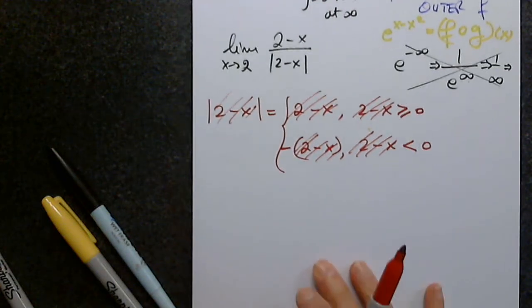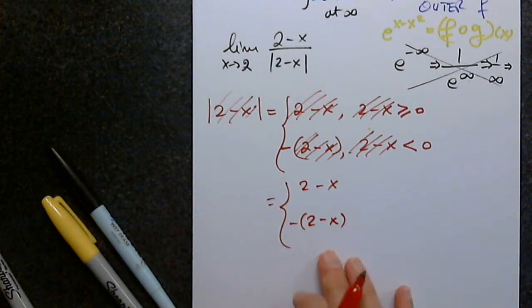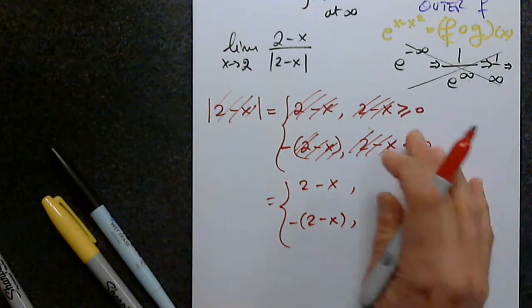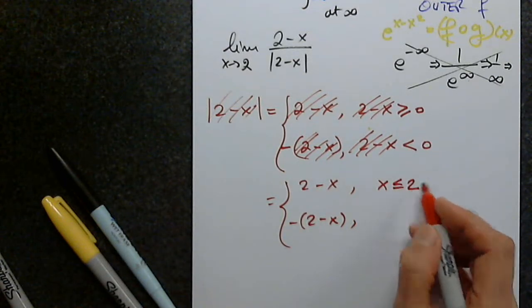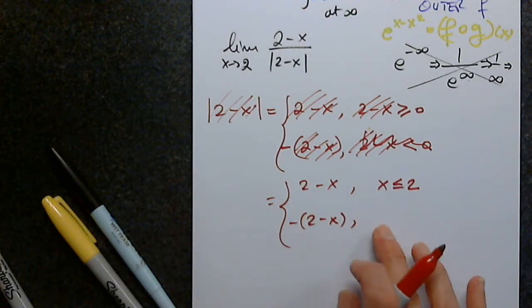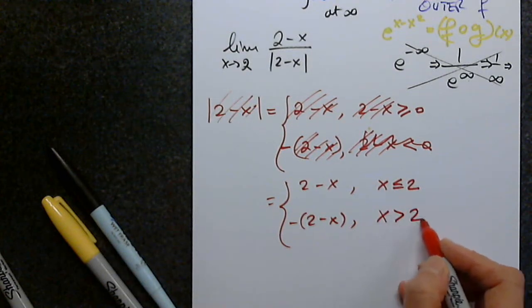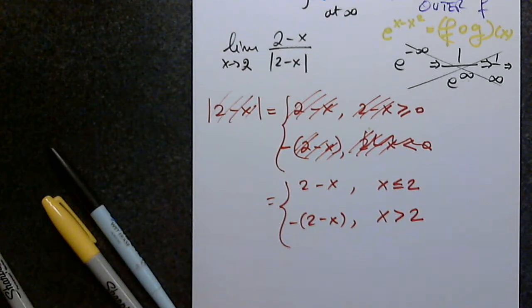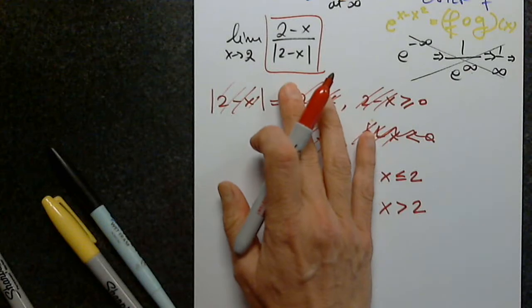Okay. So now I continue. 2 minus x or negative 2 minus x, do not change anything here, do not distribute. And I have to solve this, which means x less than or equal to 2. When I move negative x to this side, x is less than or equal to 2, and this must be greater than 2. Now I'm going to try to simplify the entire function.